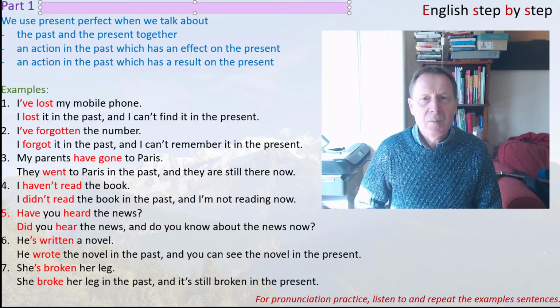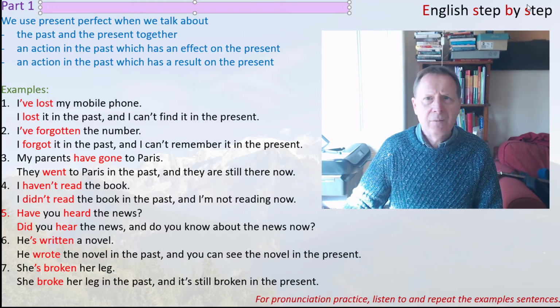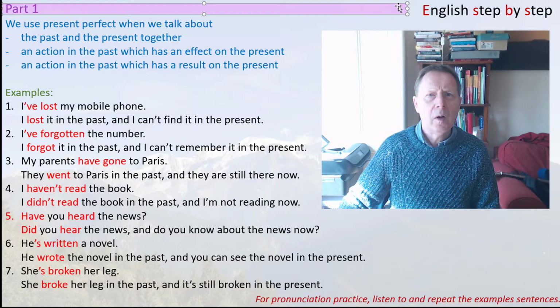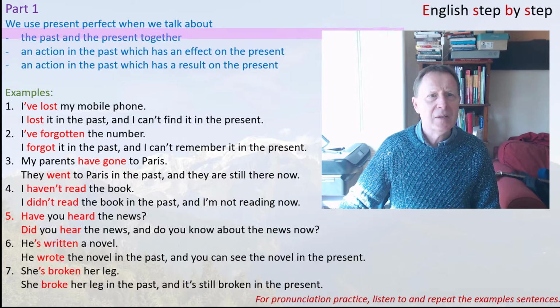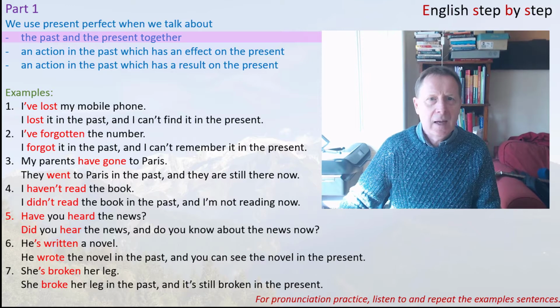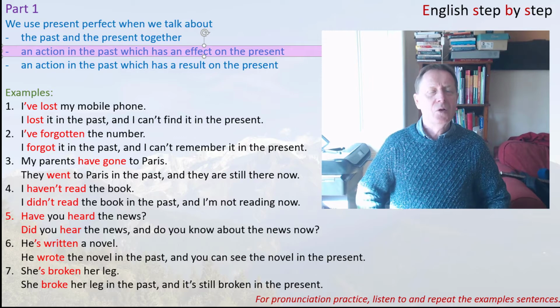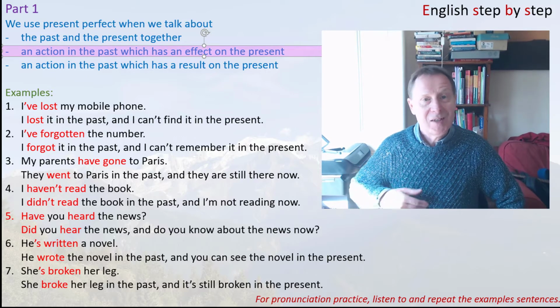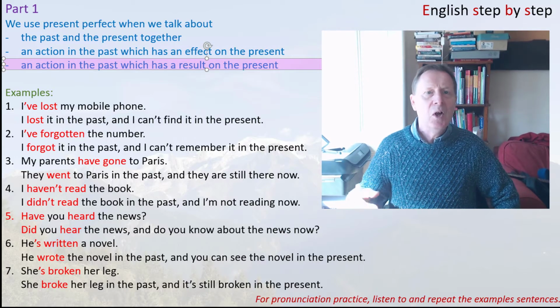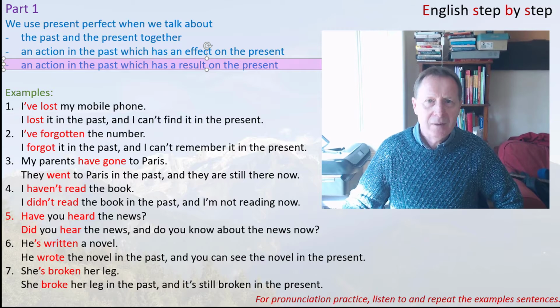So let's look at present perfect tense. When do we use present perfect simple? Well, we use present perfect simple when we talk about the past and the present together. You can watch my other videos on present tenses and past tenses, but here in present perfect we're talking about the past and the present together. We can also say we can use present perfect to talk about an action in the past which has an effect on the present, or an action in the past which has a result in the present.